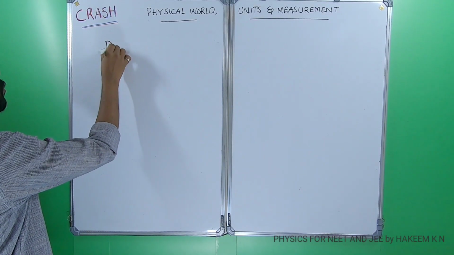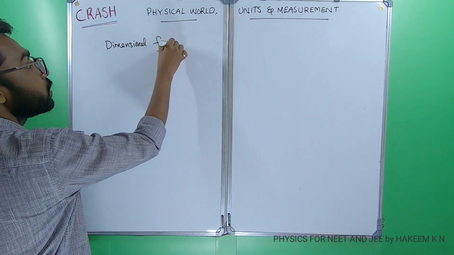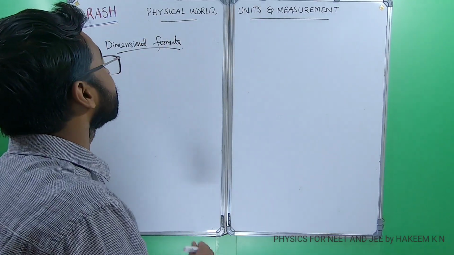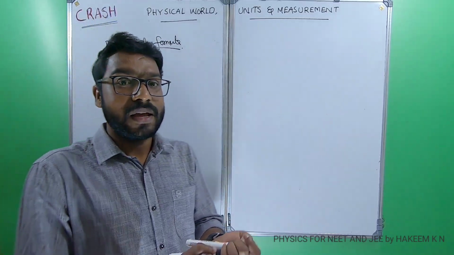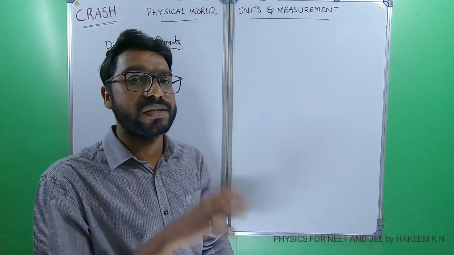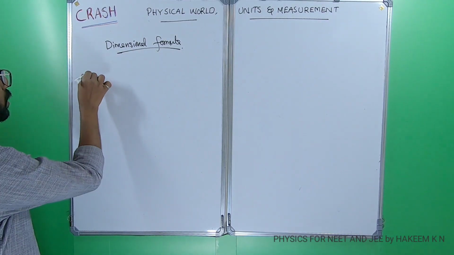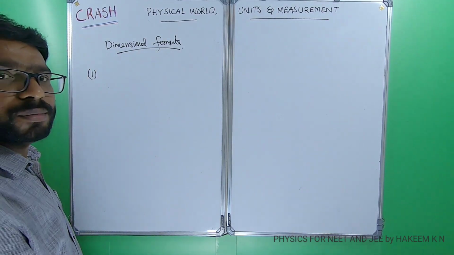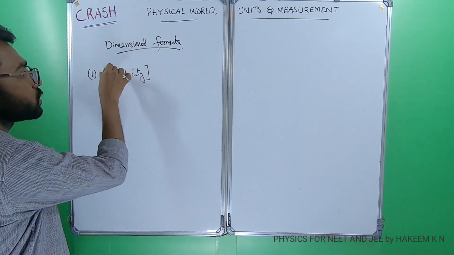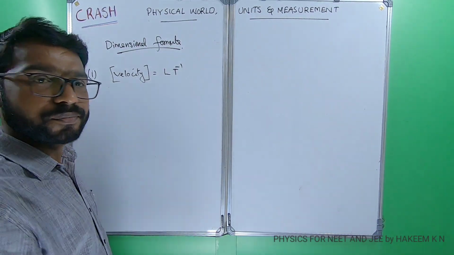Now we can go into dimensional formula. Dimensional formula means the powers given to fundamental quantities or basic quantities to represent a physical quantity. The simplest, the first dimensional formula we have to study, is the dimensional formula of velocity or speed. It is LT power minus 1.